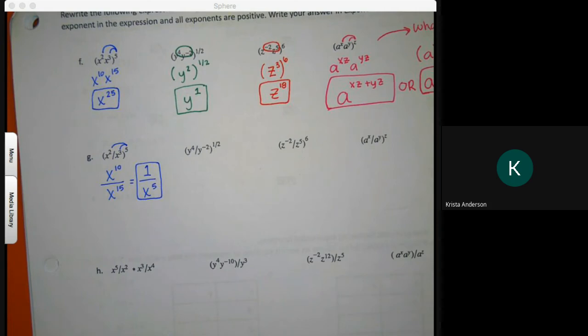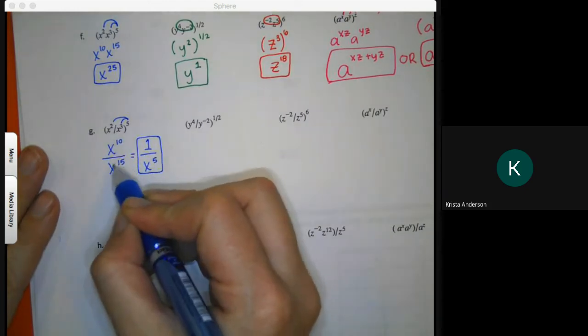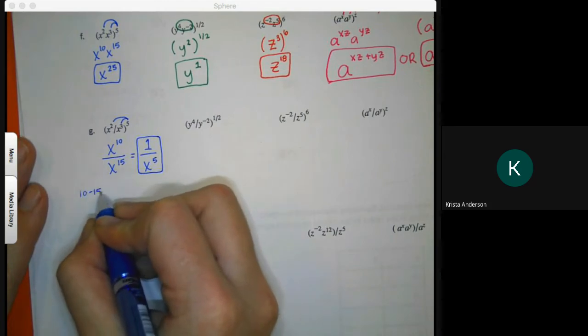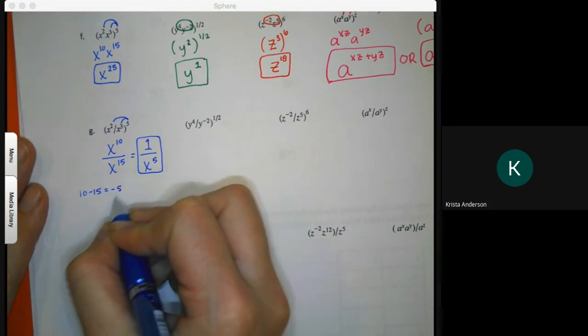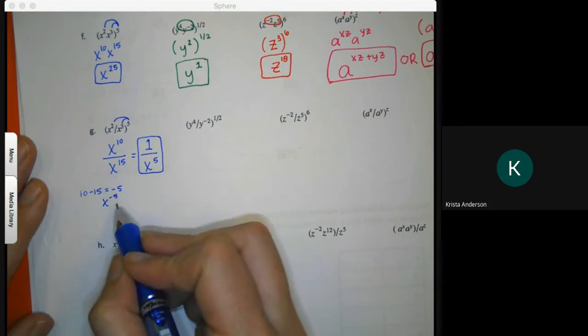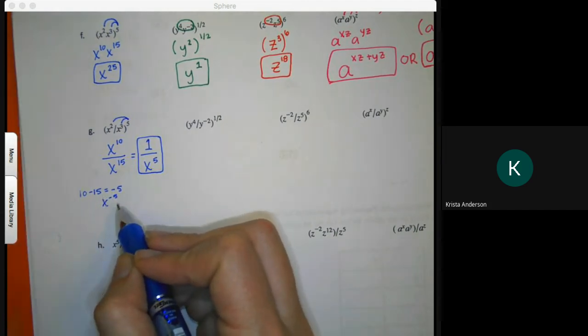I skipped a step in my head. Do you want me to show you what that step was? So do you see how there are 10 on the top and 15 on bottom? When I do 10 minus 15, that gives me a -5. But I don't want a negative power. So do you remember where negative powers go to become positive?